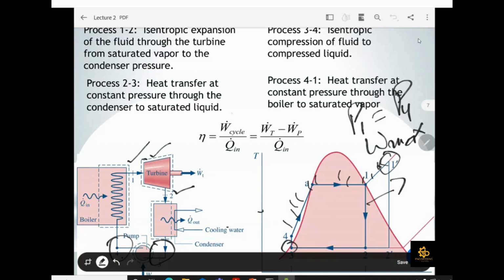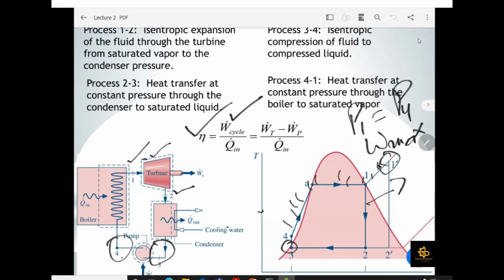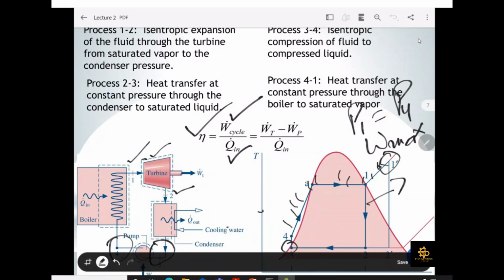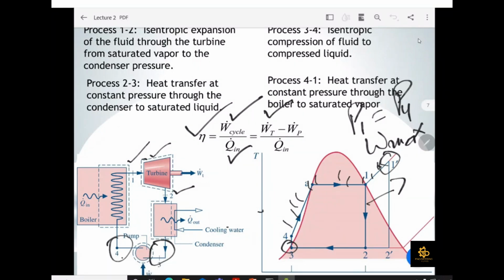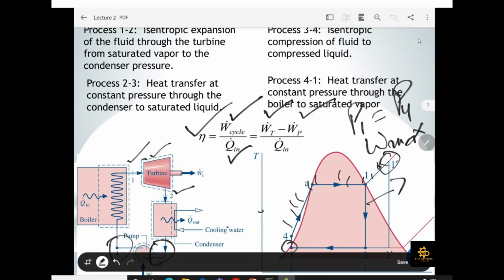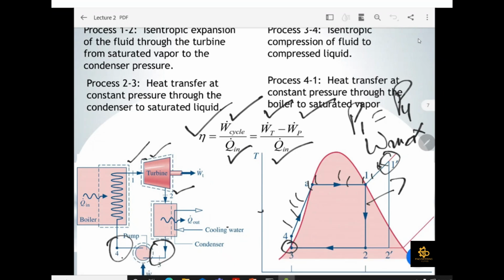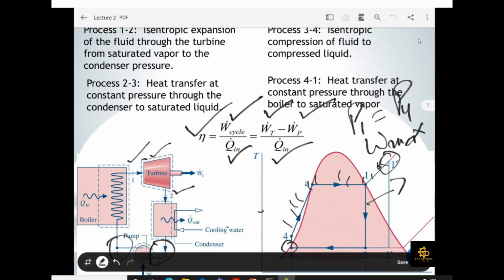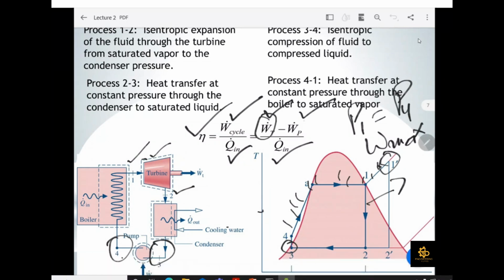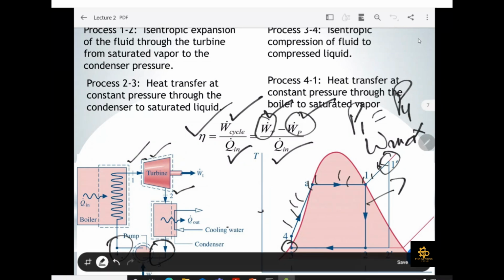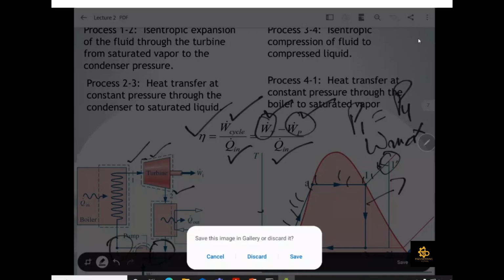The main important thing is that in any question coming in the later lectures, we have to find the efficiency of our cycle. For the efficiency, we already know that it is the ratio of the total work by the cycle and your Q supplied. W cycle is equal to the work produced by the turbine minus the work consumed by the pump, over your input heat. So this is how we analyze the efficiency. If I ask you to find the efficiency, you have to find the work done by the turbine, the work done by the pump, and your supplied heat.